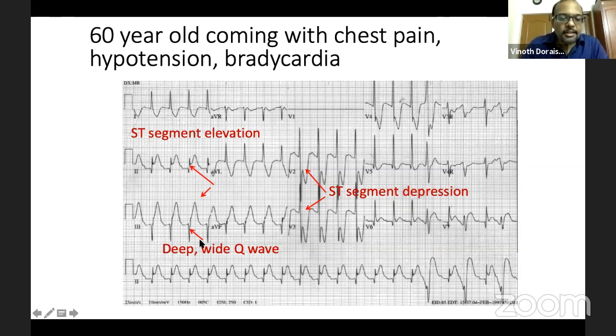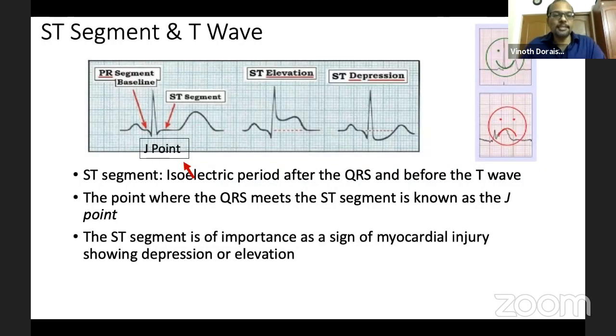So now we have the deep wide Q waves in the inferior leads along with the ST segment elevation. So this is an inferior wall myocardial infarction, most likely due to a blockage of the right coronary artery, supposing that the right coronary artery is dominant. So now we come to the ST segment and T wave.